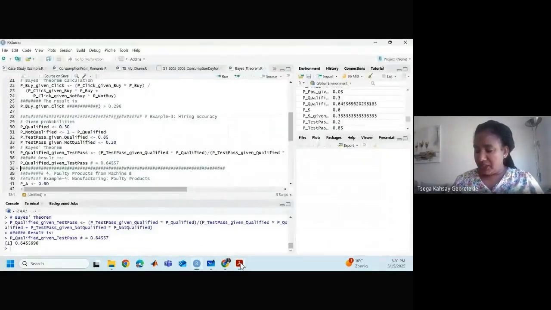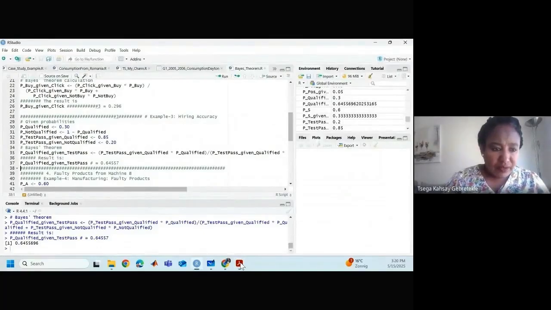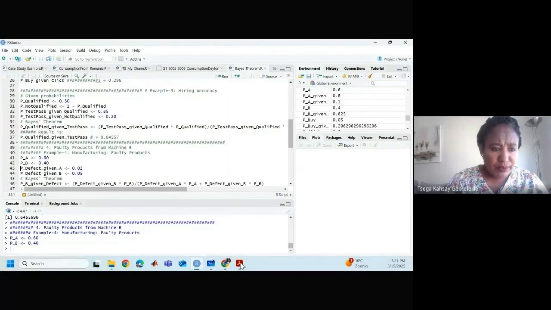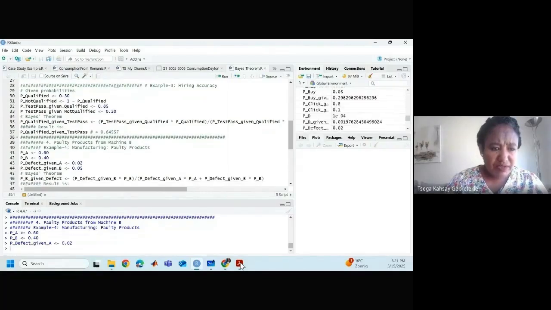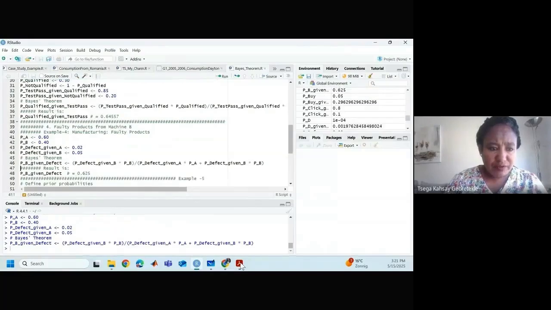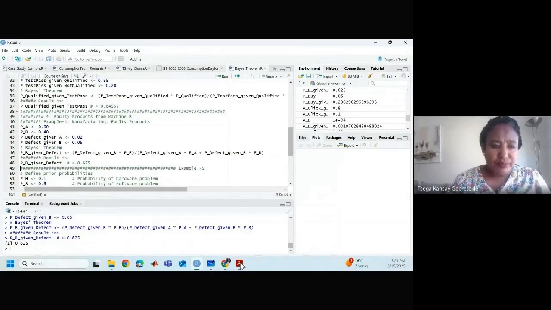We can also see in R, this is probability of A, probability of B, probability of defective given A, defective given B. And then using the Bayes theorem, this is the formula. And so probability of B given defective is 0.625. Okay.